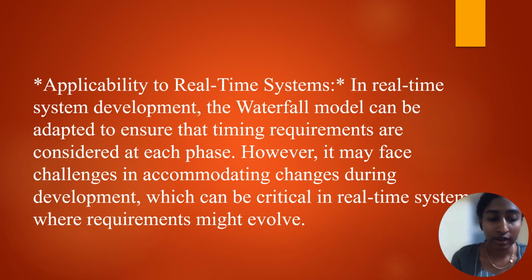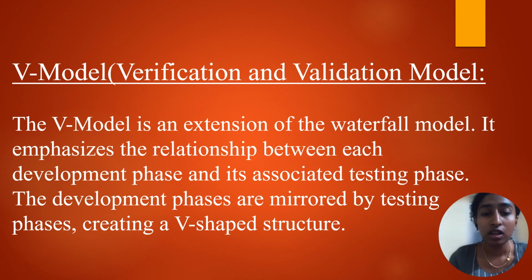So next I will move on to the next model, that is the V model. The V model is called a verification and validation model. The V model is like an extension of the waterfall model. It emphasizes the relationship between each development phase and its associated testing phase. The development phases are mirrored by testing phases, creating a V-shaped structure. So it is also known as a verification and validation model.